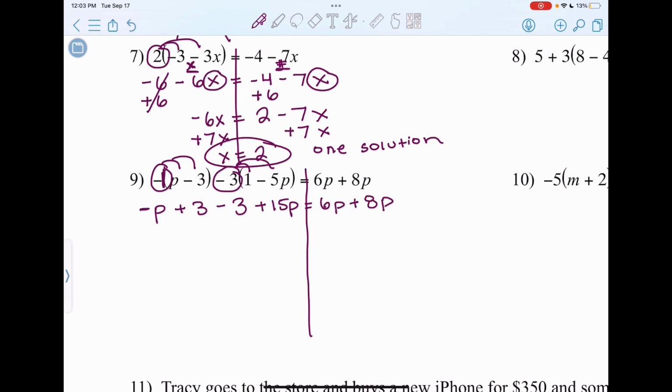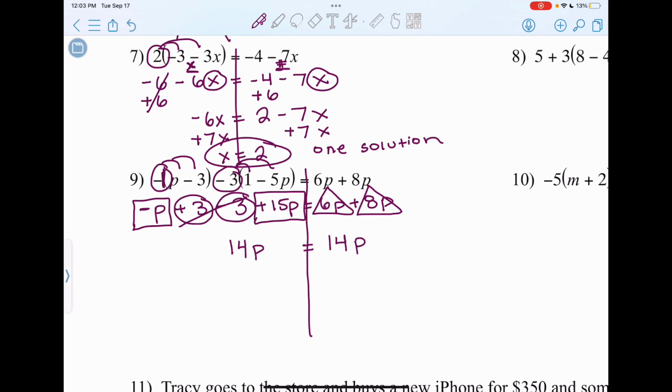I then am going to combine like terms. Remember, we can only combine like terms that are on the same side. For example, I can combine the negative p and the 15p to get 14p. And I can combine the 3 and negative 3, which just cancel each other out to get 0. And then on the other side, I have 6p and 8p, and that will be 14p.